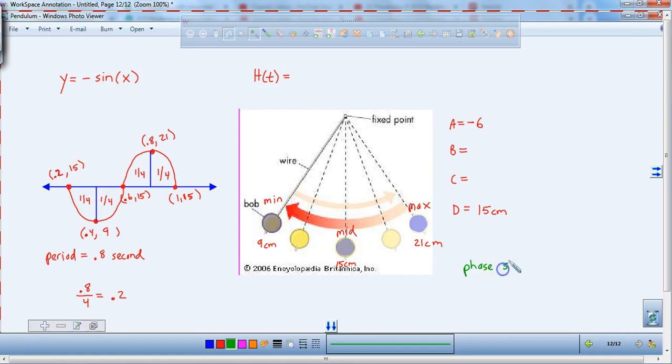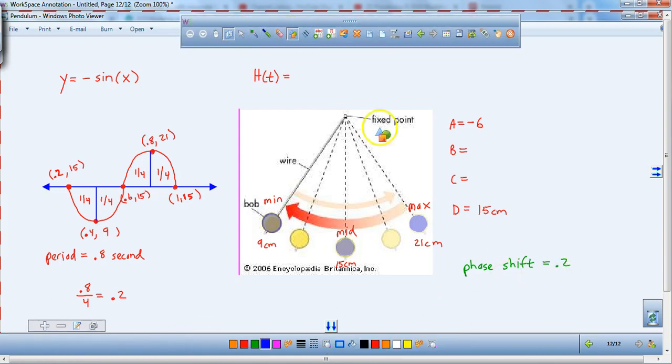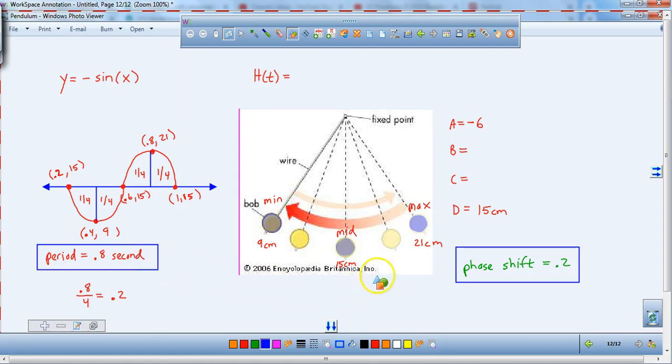So we have a phase shift of 2/10. That's our phase shift. So what do we do with all this information? We have the phase shift, which is 0.2. We also have a period of 0.8. We have an amplitude of 6. We got that. We have a midline of 15. So how do we put this all together? How do we find our B and our C?